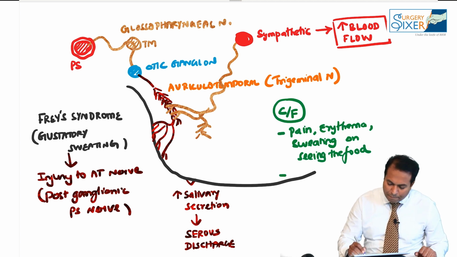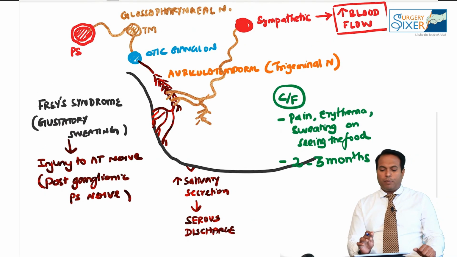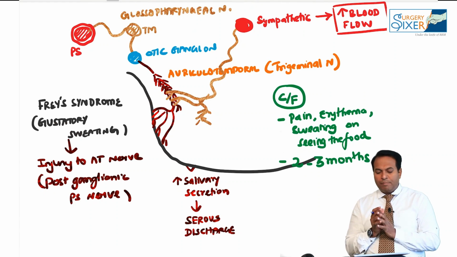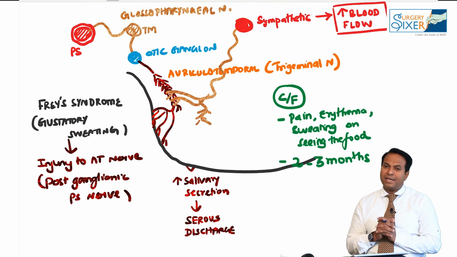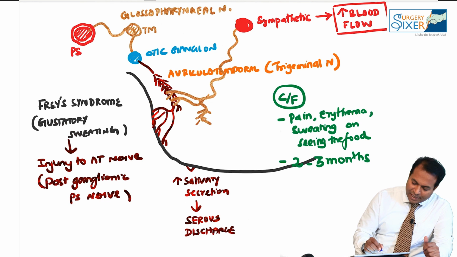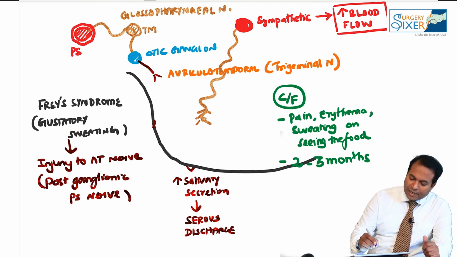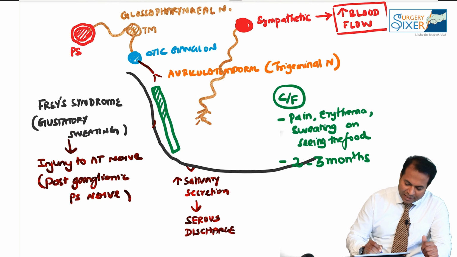This syndrome happens usually 2 to 3 months after operation. This happens 2 to 3 months after parotidectomy. So now tell me how I would have prevented this problem. While I am operating itself, what I should have done is, I should have kept a membrane or a muscle between the operative site and the skin like this.